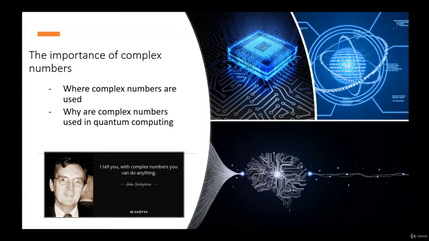Also, they are really useful in more advanced calculations. As I said at the beginning, when you are working with more advanced calculations, especially in physics and all this stuff, they're really useful. So why are complex numbers used in quantum computing?